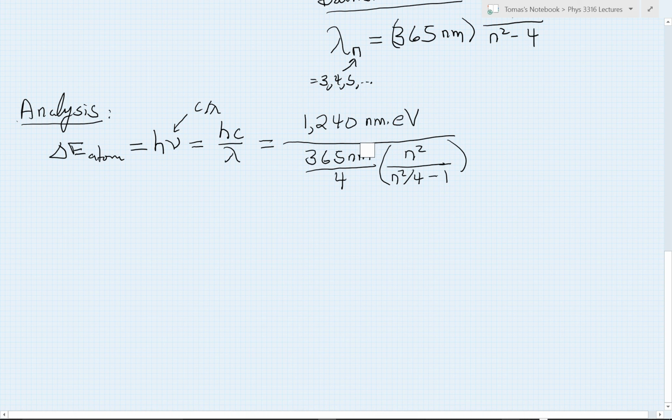Right, I have nanometers over nanometers, so that's great. I'm going to get an answer in electron volts. 1200, this is a little more than 1200. This is a little more than 360, so it's about 1200 over 360. Both of those we can divide by 12. So 1200 divided by 12 is 100. 360 divided by 12 is 30. So we have 100 over 30, which is about 3.3.